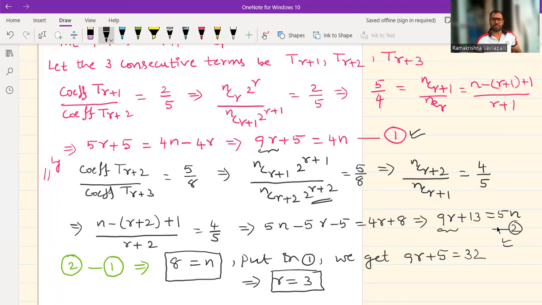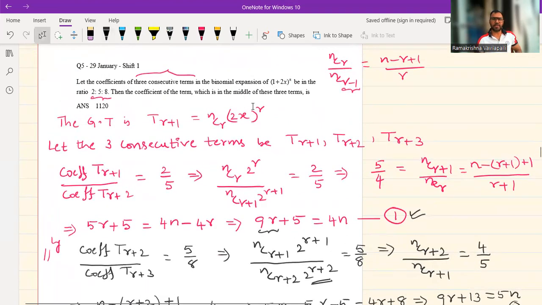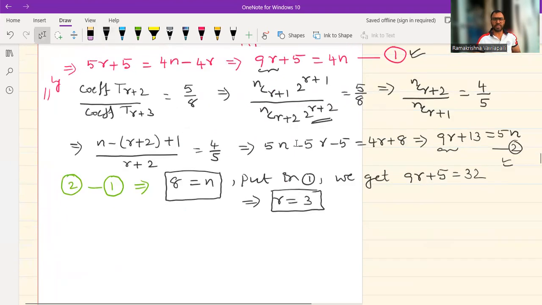So now what is the question? You observe, they are asking for the middle of these three terms. Middle of these three terms means the coefficient of T(r+2). The coefficient of T(r+2).